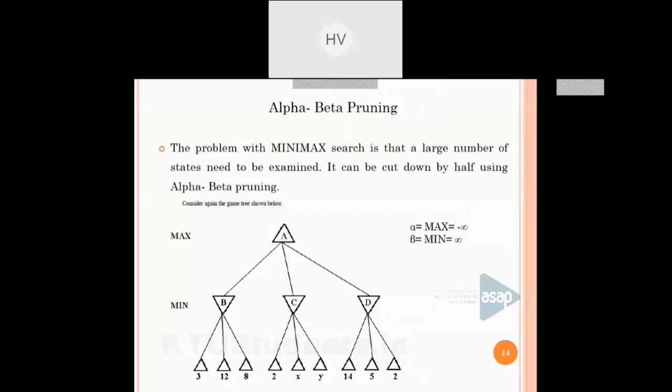In alpha beta pruning, alpha represents max, which is equal to minus infinity, and beta represents min, which is equal to infinity. For the understanding, see here the two values, C2 and C3, are marked as X and Y. This is just for understanding. I have taken the same example, but to understand the importance of alpha beta pruning, the two nodes C2 and C3 are marked as X and Y. In the same procedure as in the Minimax algorithm, utility values will be given. From the utility values, you have to find the minimum value first, then the maximum value, and so on. Our aim is to find the max value A.